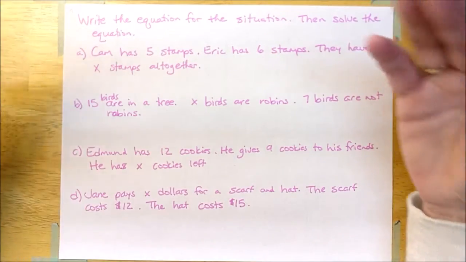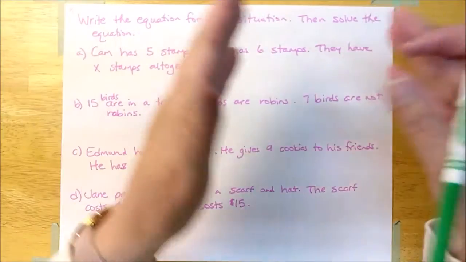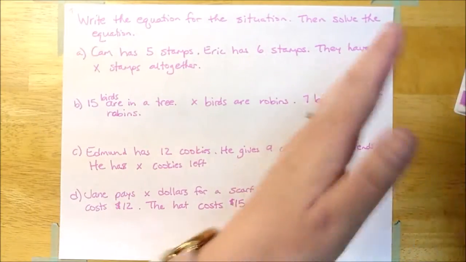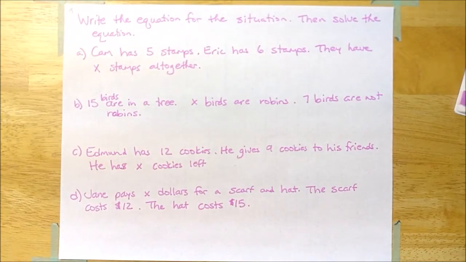So we have to come up with is it the total equals part 1 plus part 2, or is it part 1 equals the total minus part 2, or is it part 2 equals the total minus part 1.